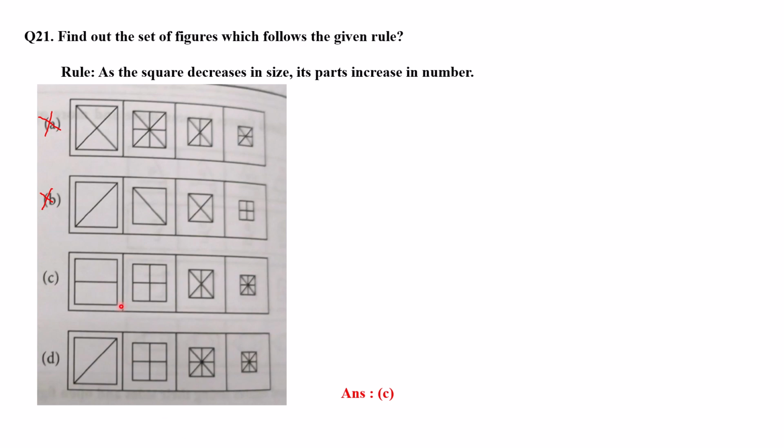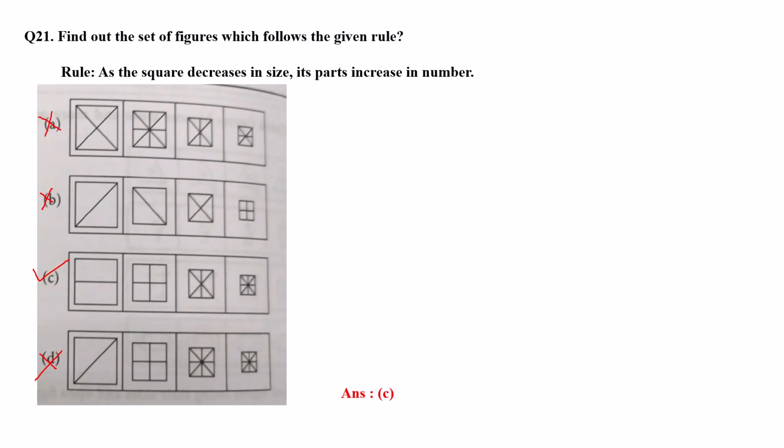Third one, if you see, 2 parts, 4 parts, then it is further divided, then further increase. So C is the correct option. Now, but let's see the D also. See here 2 parts, 4 parts, further increase, and here it remains same. Size only decreases, but the number of parts which was there in third is the same in fourth, isn't it? So it is not satisfying the rule. So D is the wrong option. Correct option is option C.